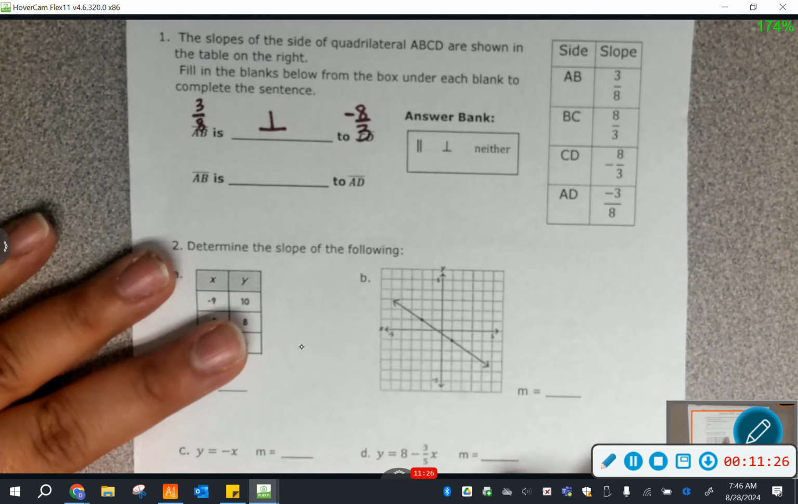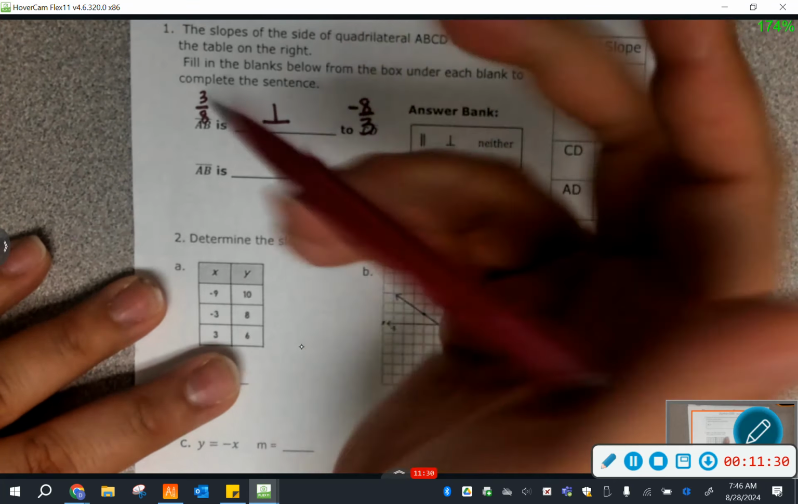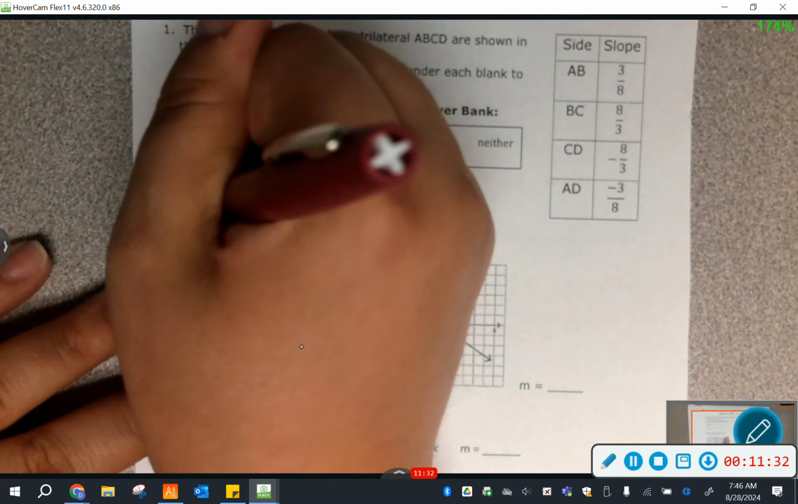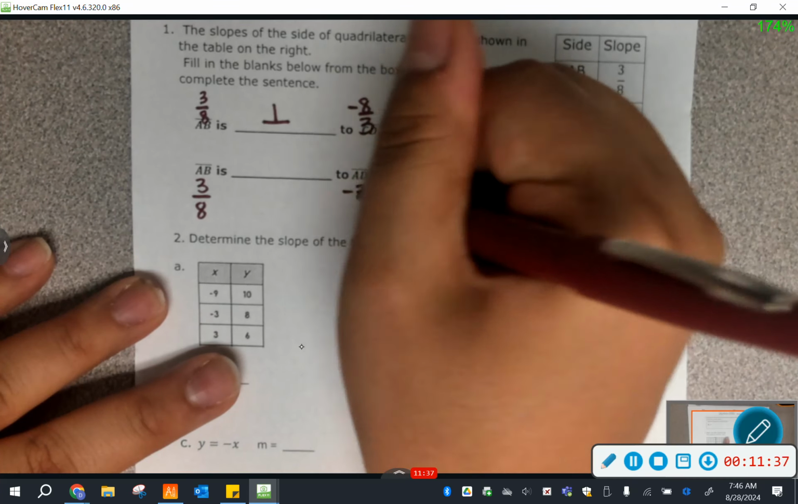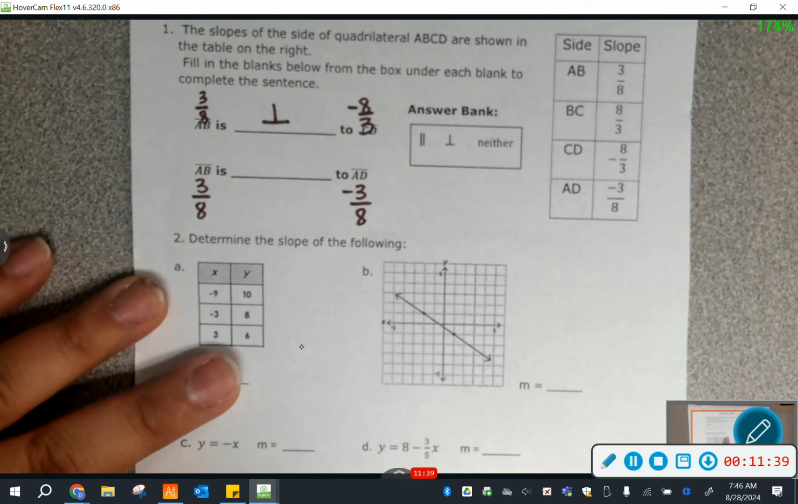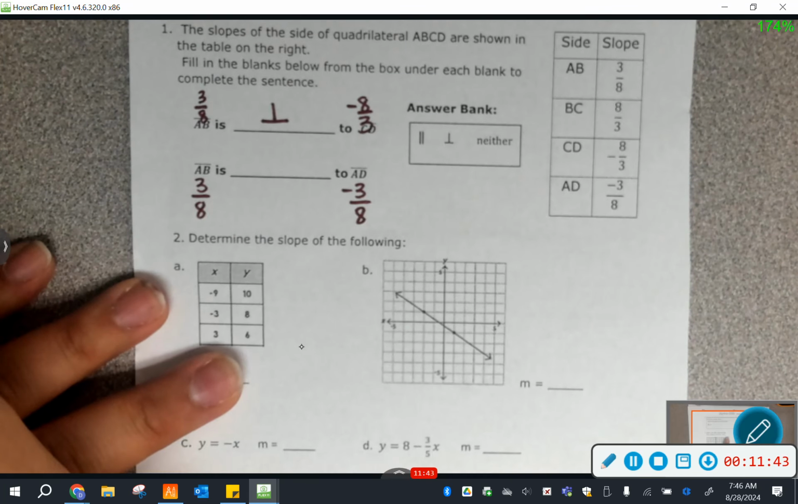That's what I mean. Flip and change, flip and switch the sign, change the sign. Yeah. Sorry. I'm going to do the same thing for this one. AB is 3/8. What is AD? -6. Are they the same? No. But they're the same number, 3/8 and 3/8.